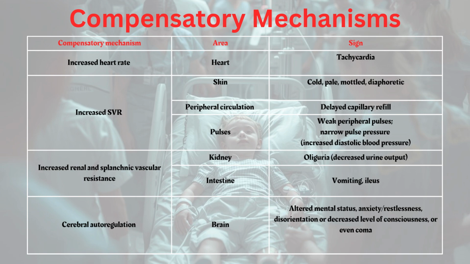Clinically, you see cold, pale, mottled skin, delayed capillary refill, and weak peripheral pulses. As blood flow to the kidneys drops, you'll see oliguria. If brain perfusion suffers, you will see an altered mental status ranging from anxiety to lethargy or coma.